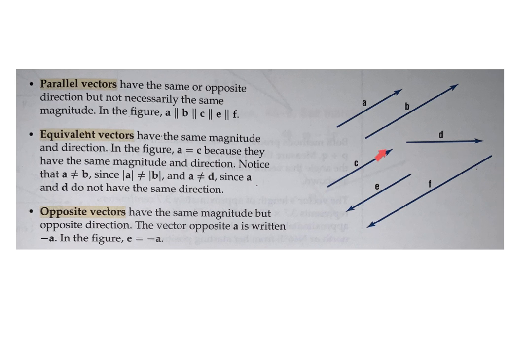They are parallel. Their direction is the same. The arrows are pointing the same direction. And the magnitude is the same. The length is the same.